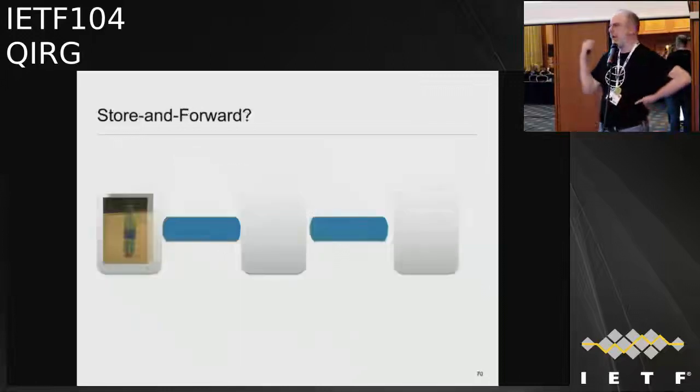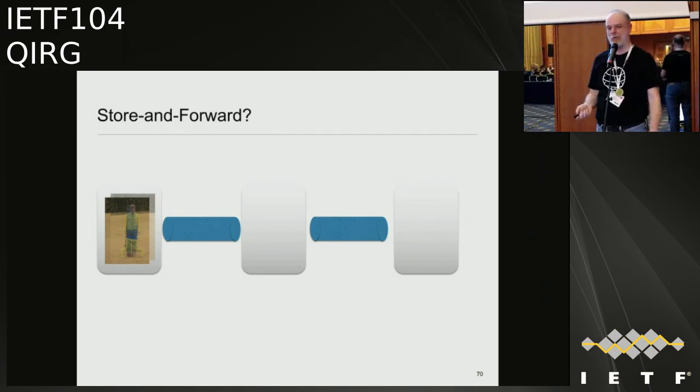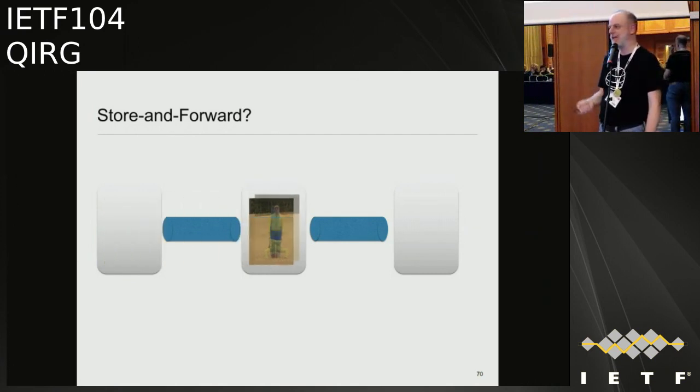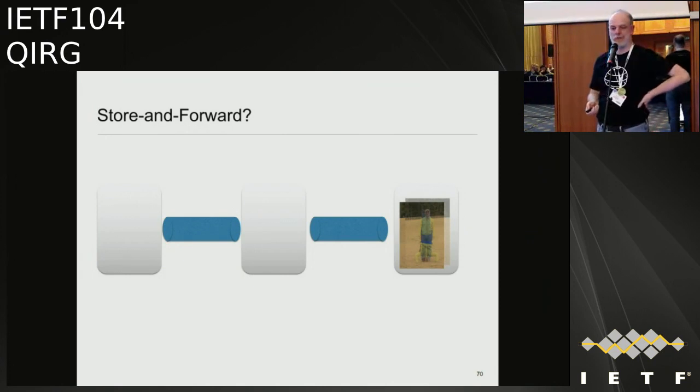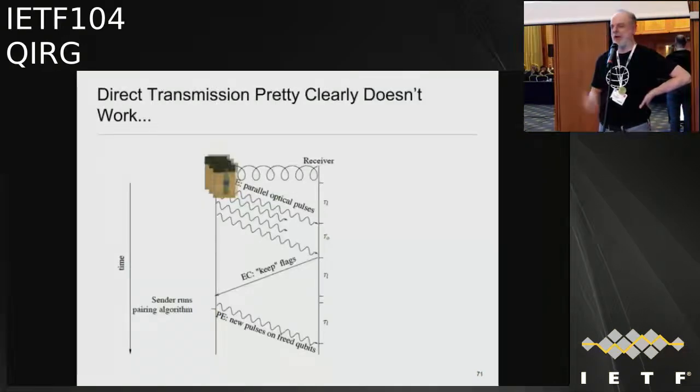All right, so ideally what you might like to have, and what everybody in this room probably has in their head, is a store and forward architecture, right? Where you're taking a qubit and going hop by hop across a series of hops. Unfortunately, that's not going to work.